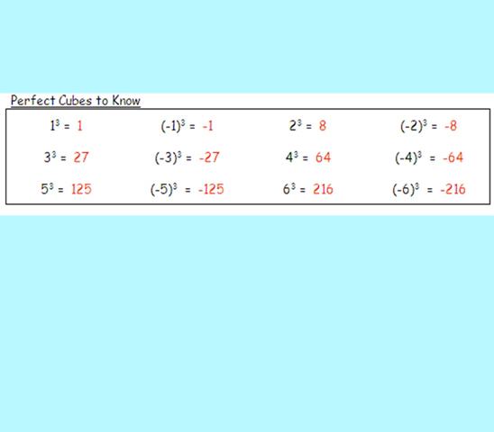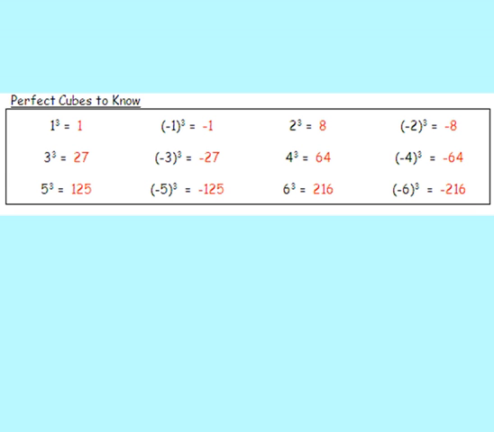We need the perfect cubes to know. This will make it easier when we try to work out some of the problems. If you don't have these written down, write these down in your notes. You need to memorize them. Okay, so for example, 1 cubed is 1, negative 1 cubed is negative 1. For cubes we can have negative numbers. When we did perfect squares, we didn't have negatives because a negative times a negative is a positive. Here, a negative times a negative times a negative, we can have negative cubes. So make sure you write down those first, from negative 6 to positive 6.